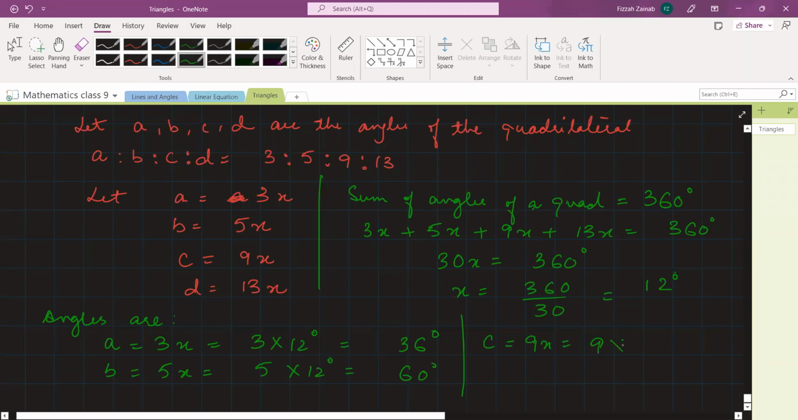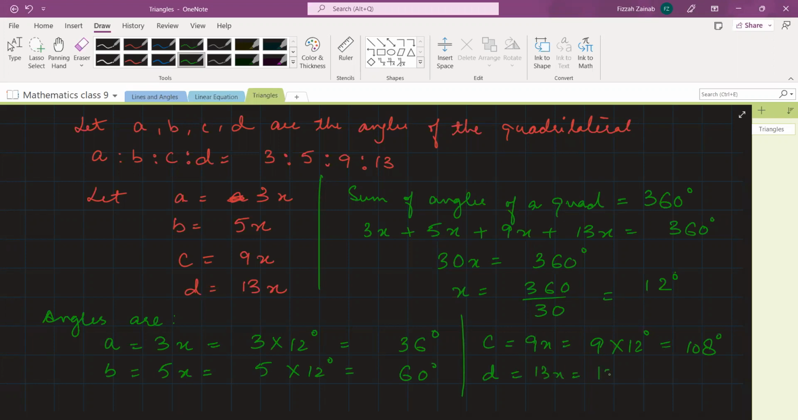So it is 9 into 12 degrees, which is 9 into 2 is 18, carry 1, 9 into 1, so 108 degrees. And D is 13x. So that is 13 into 12 degrees. I think it will be 156 if you multiply. Yeah, because in my previous class I multiplied 13 into 12, so I remember it was 156.